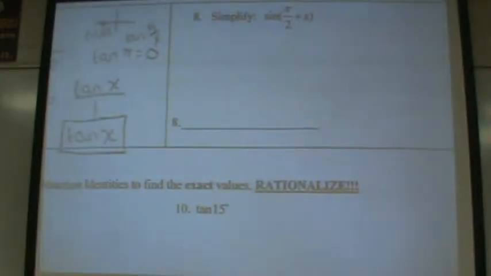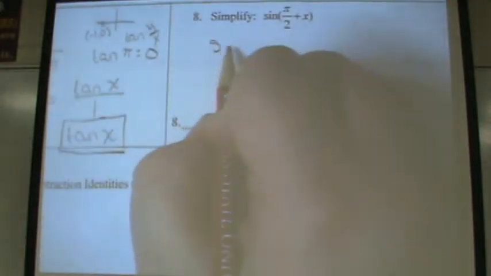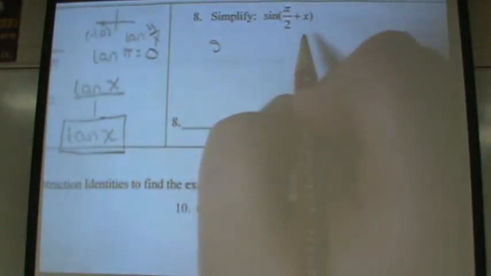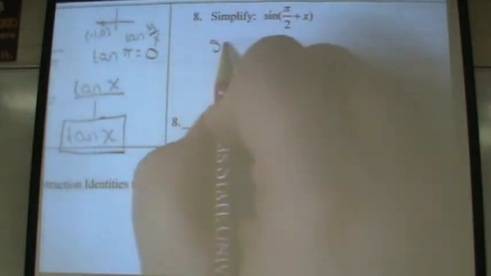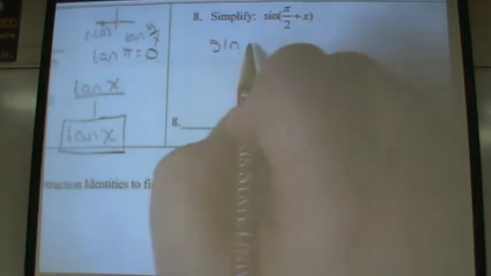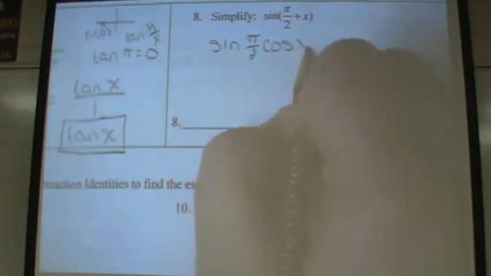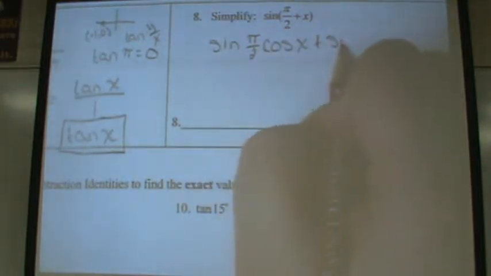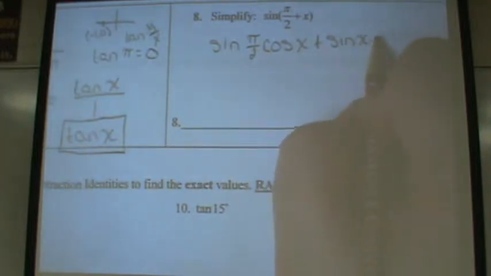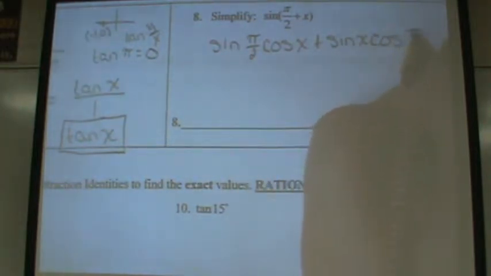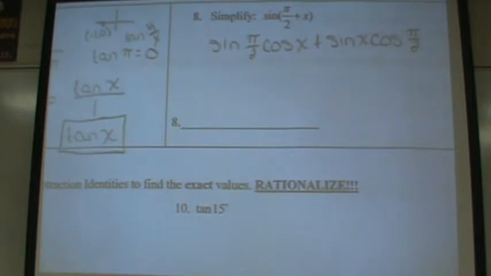Number 8, we're simplifying this expression now. And this says sine of pi over 2 plus x. So we're going to expand that out using the sine addition. That says sine of your first angle times cosine of your second plus sine of your second angle times cosine of your first. So now we can find sine of pi over 2 and cosine of pi over 2.